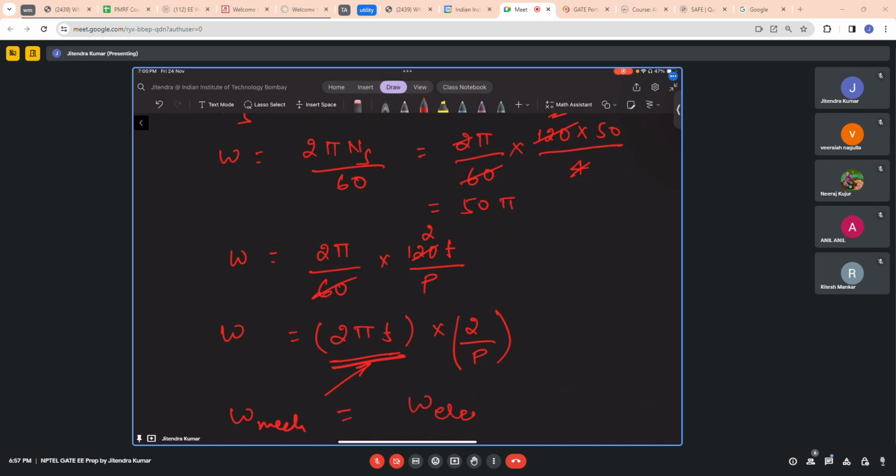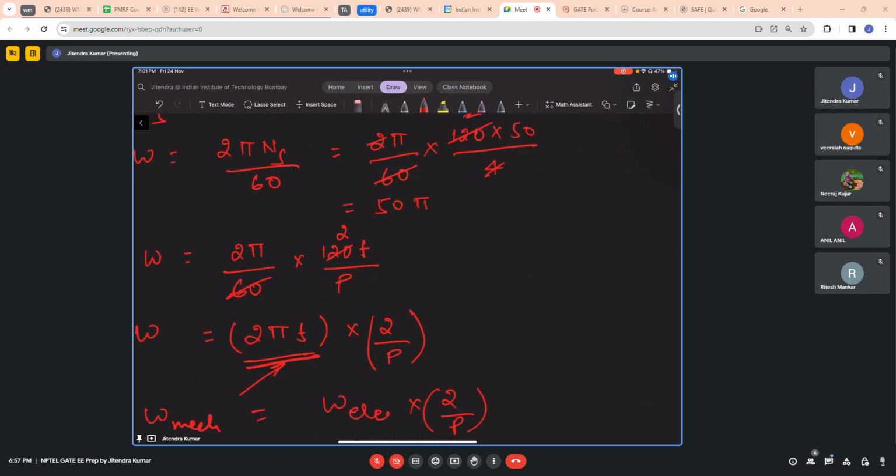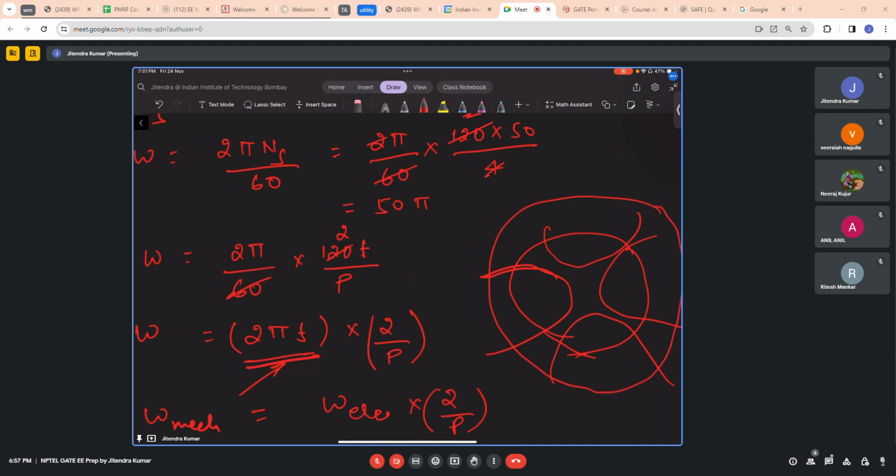Omega electrical into 2 by p, or anything you convert from electrical to mechanical or mechanical to electrical, if a term comes in the picture, that is 3 by 2 or 2 by p, that depends on in one entire rotation, how many poles it is covering. So there will be four flux loops, and that determines the four poles, right? And to complete one mechanical rotation, it will complete four electrical rotations within this machine, right? You understand the concept of mechanical and electrical?